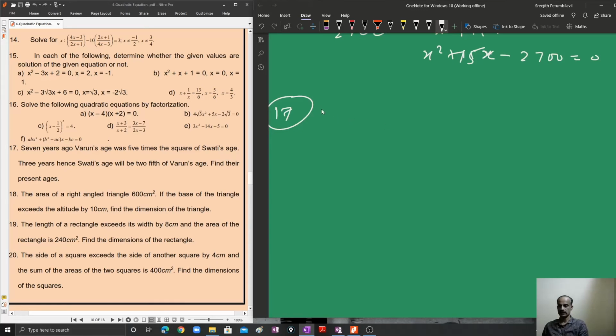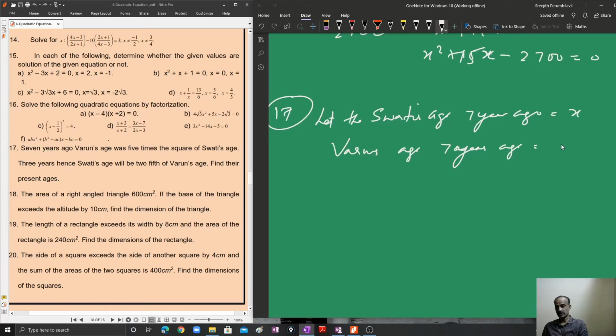So we'll do it like this. We'll start like, let Swadi's age 7 years ago be equal to x. So 7 years ago Varun's age was 5 times the square of Swadi's age.